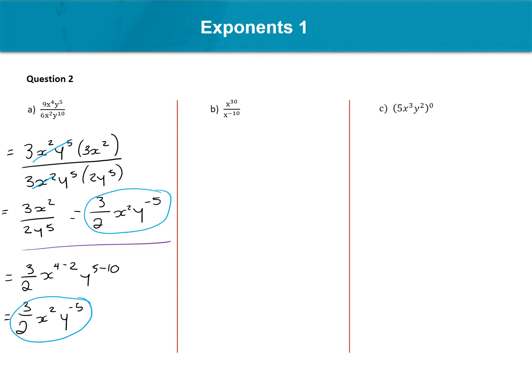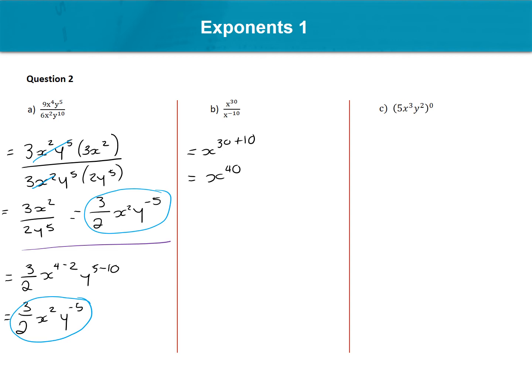All right, B: x to the power of 30, all over x to the power of negative 10. We can say x to the power of 30 plus 10, because when you take something from the denominator to the numerator, the sign changes. And this is x to the power of 40.